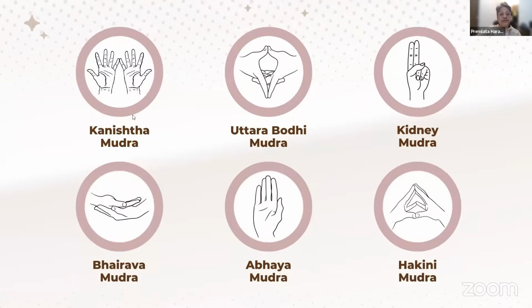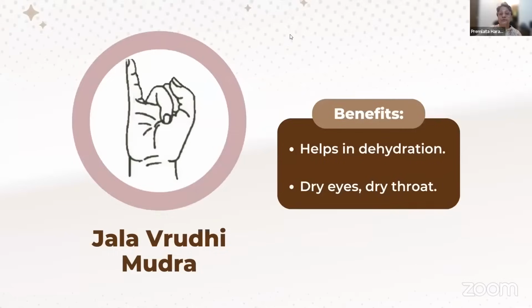Then we did Kanishta Mudra. Kanishta means the tiny little finger is called Kanishta. Uttara Bodhi. It's not Uttara Bodhini, it is Uttara Bodhi Mudra. Kidney Mudra, Bhairava Mudra, Abhaya Mudra, and Hakini Mudra. Okay, so that is what is day 2.